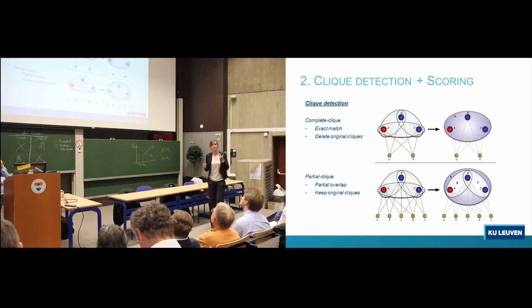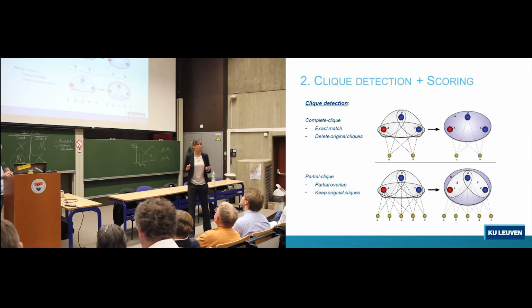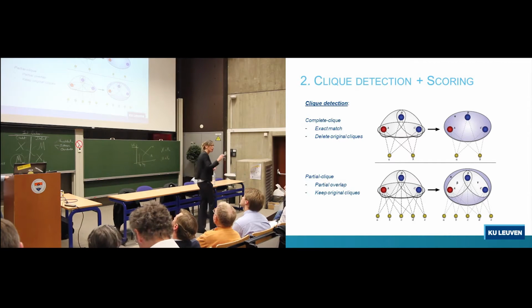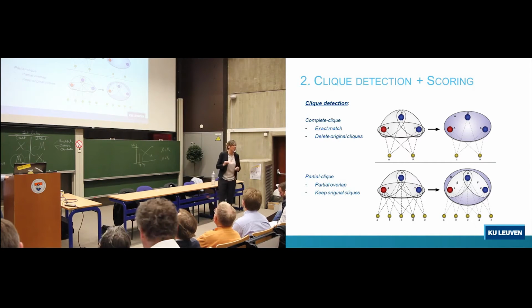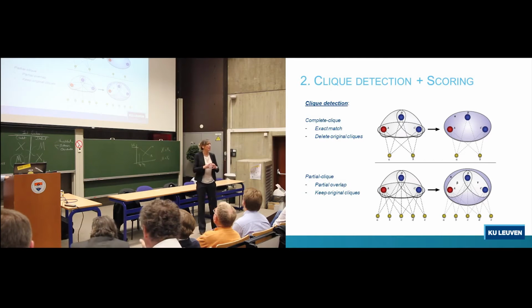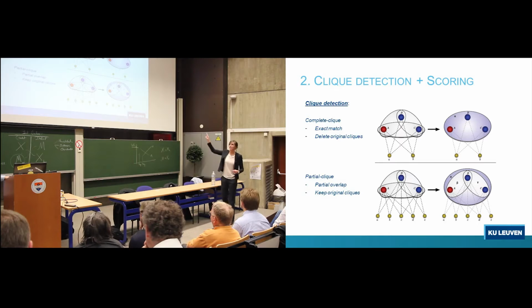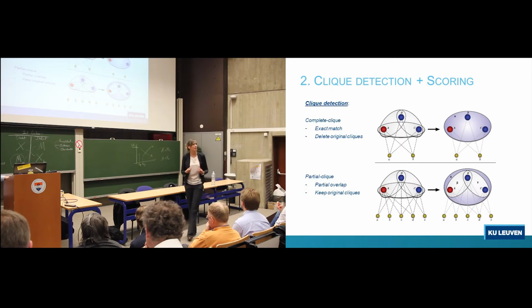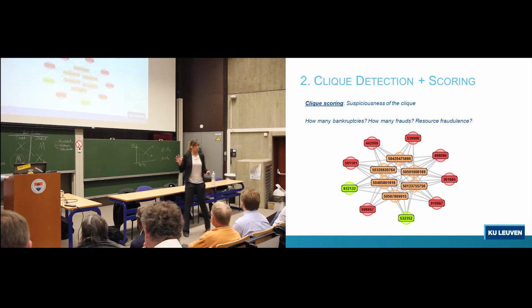On the other hand, we have partial clicks, where not all companies share the exact set of resources, but share a part of the resources. What is the difference? Well, for complete clicks, we just merge them into one click. For partial clicks, we also merge them in one click, but we keep separate clicks, because we know that certain members of the click are more intensely connected than other members. And then we do some scoring.